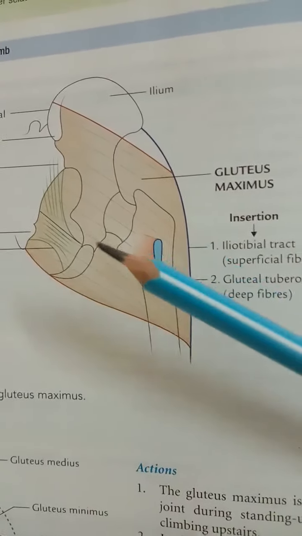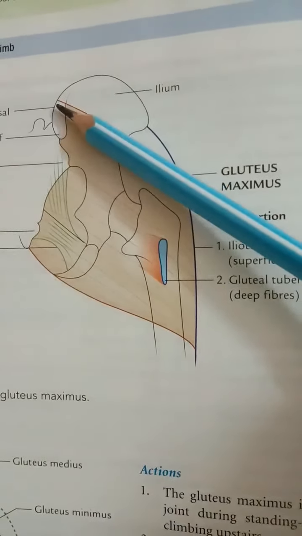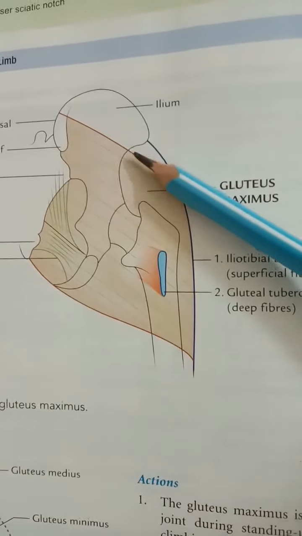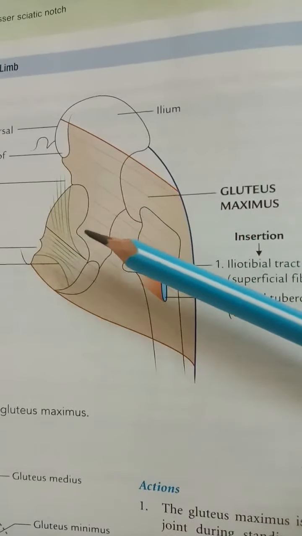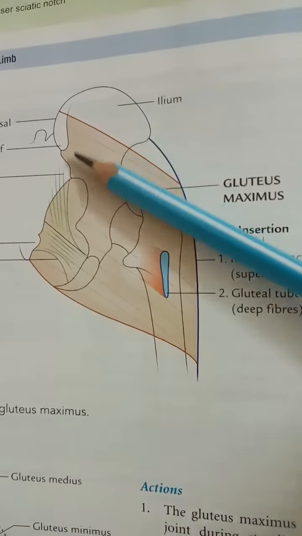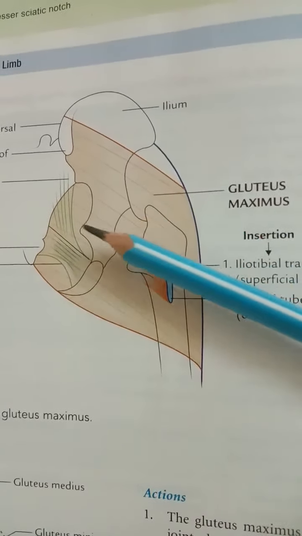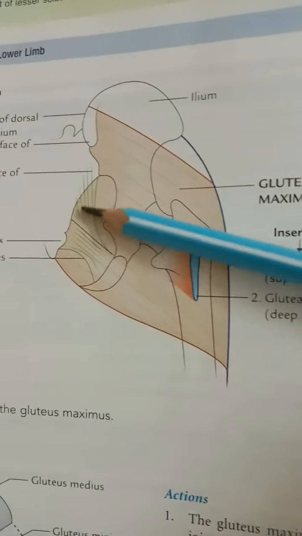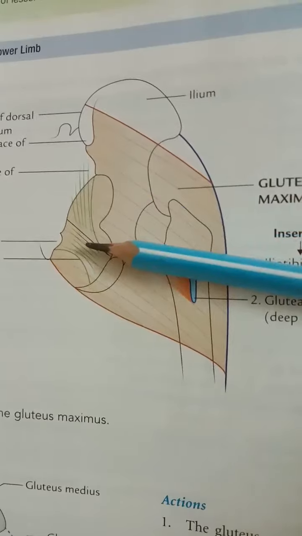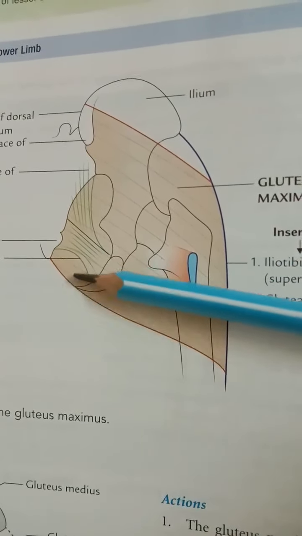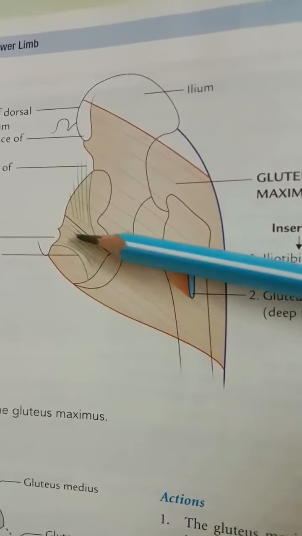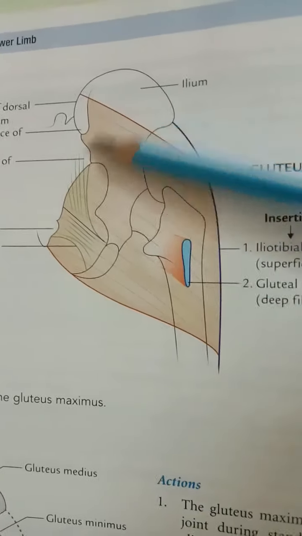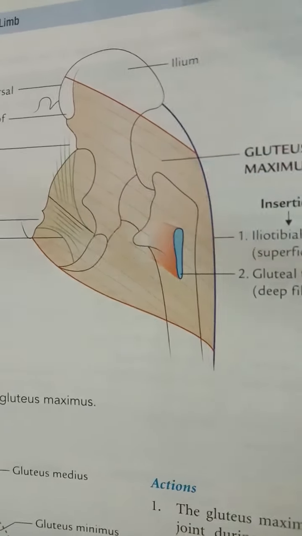The origin is from the dorsal segment of the iliac crest, so here, then the posterior gluteal line, so this one, then the gluteal surface of the ilium, this one, and the aponeurosis of the erector spinae muscle, then the dorsal surface of the sacrum, so here you can see the sacrum, then the side of the coccyx, this one, then the sacrotuberous ligament. So that is the origin of the gluteus maximus muscle.